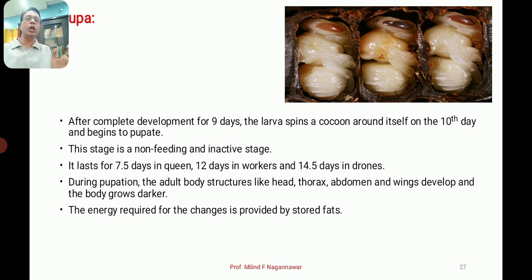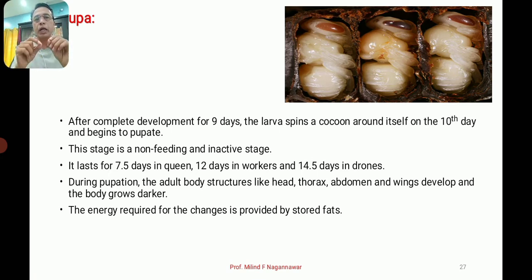Now after complete development of 9 days, the larva spins a cocoon around itself on the 10th day and begins to pupate. It is a non-feeding stage now. It will be covered with the pupa, that is what it will become, pupate. It is a non-feeding and inactive stage.